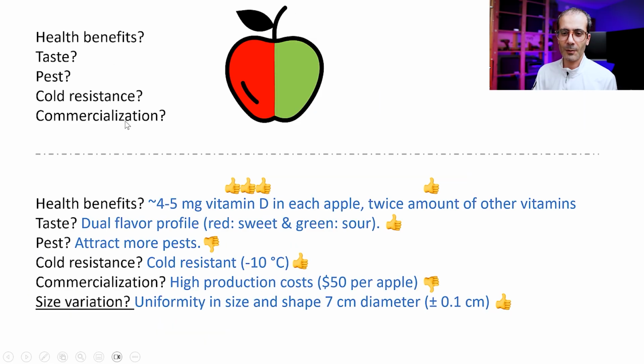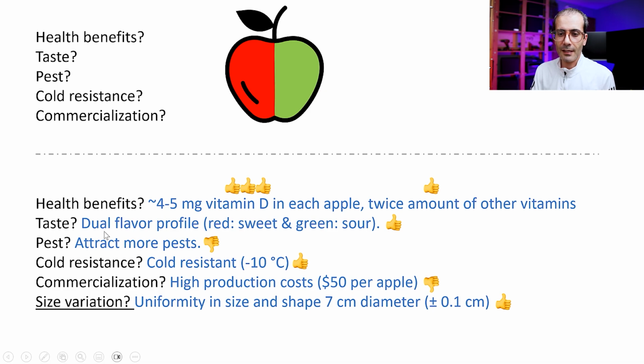So on the top you see the objectives, and on the bottom now you have the results. For the health benefit, we have 4 to 5 milligrams of vitamin D in each apple. I know it sounds funny because we don't have vitamin D in apples, but hey, this is just an imaginary example. We increased the amount of other vitamins in the apple, which is also a good thing. But getting the vitamin D is huge. This is going to take your paper and your idea from being original to novel, because no one has done this before, and it's something unexpected, right? And surprising.